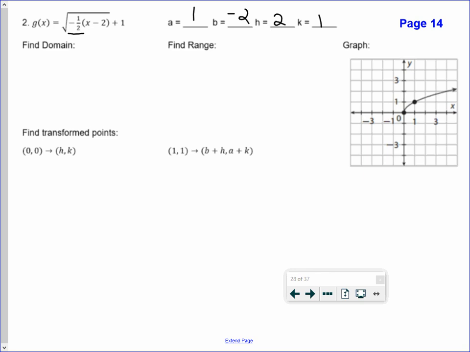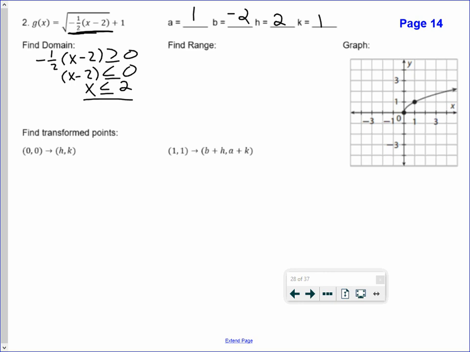Now let's find our domain. Again, there are 2 ways to go about finding our domain that I want to talk about. We can either set everything underneath the radical, or the square root, to be greater than or equal to 0, and solve it out this way. To get rid of that -1/2, we're going to multiply both sides by -2. And anytime you multiply an inequality by a negative number, you flip the inequality sign. So we get x minus 2 is less than or equal to 0. 0 times -2 is still 0. And then we just add 2 over, and we get that x is less than or equal to 2. So that's our domain, going about it that way.